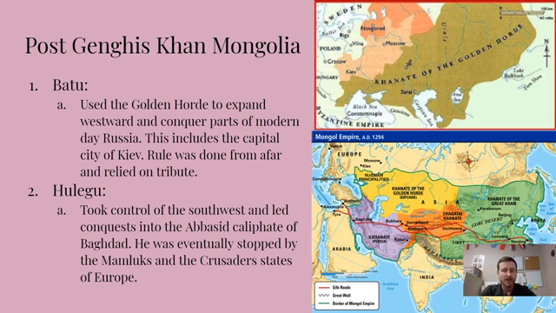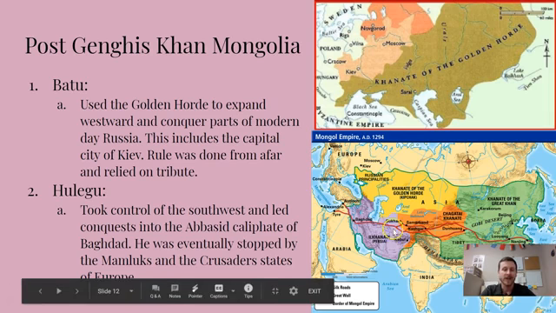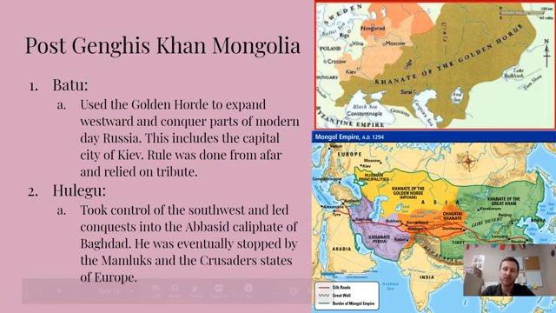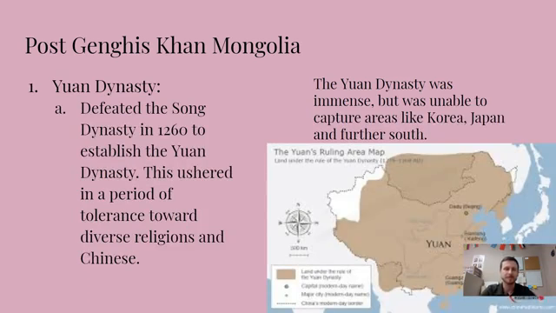Now, Hulegu took control of the southwest and led conquests into the Abbasid Caliphate, here in this general area of Baghdad. He was eventually stopped by the Mamluks, who are located here in Egypt. And then, oh, by the way, we still have the Crusades that are happening between Europe and the Middle East. So Christians and Muslims fighting one another. We're still in this period.